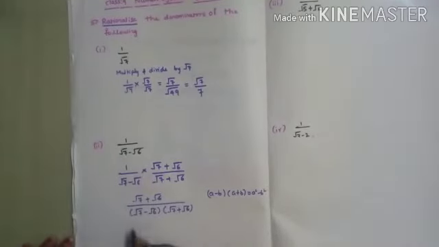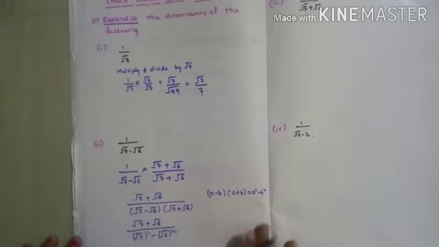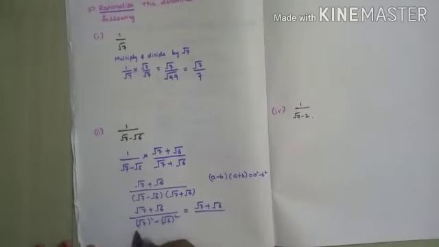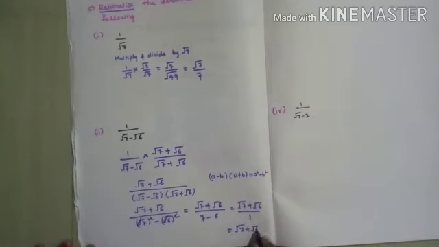So in the next step, the numerator as it is, root 7 plus root 6, divided by root 7 whole square minus root 6 whole square. Square root and square will get cancelled, so 7 minus 6. So root 7 plus root 6 divided by 7 minus 6, which is 1. So the answer is root 7 plus root 6.